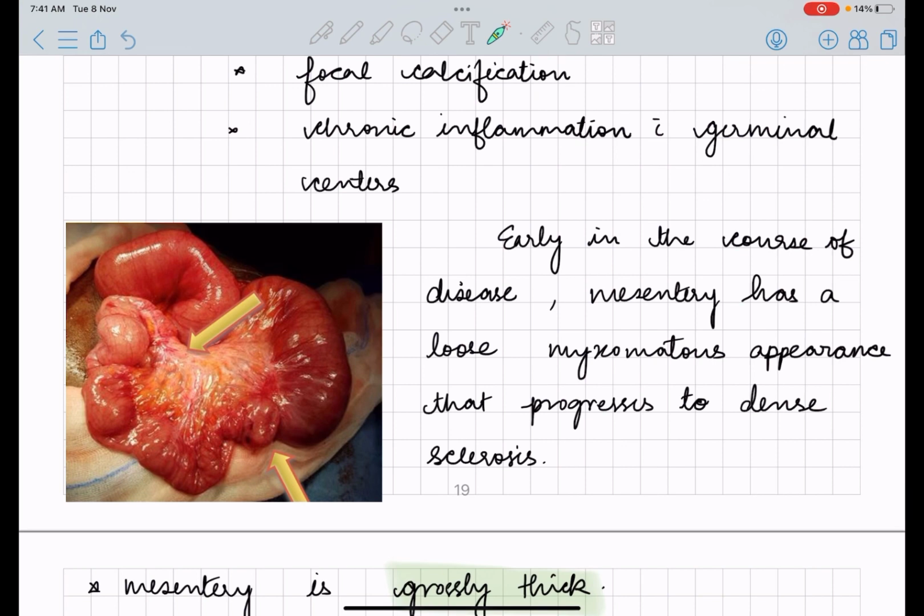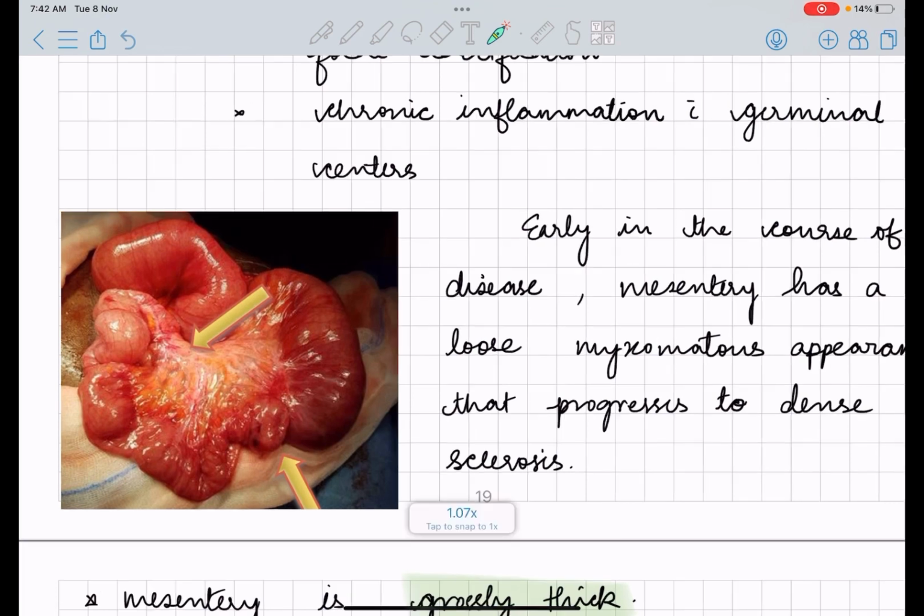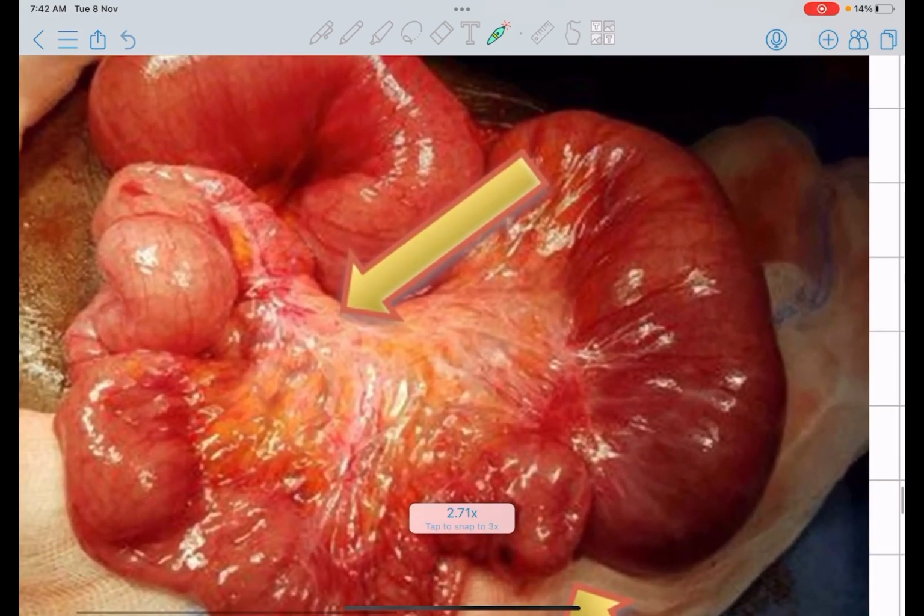Before we talk about the description, let us look at the diagram on the left. We can see that this is the bowel, and this is the mesentery of the bowel, in which there are blood vessels and lymphatic supply. If we observe very closely, there are these whitish areas.